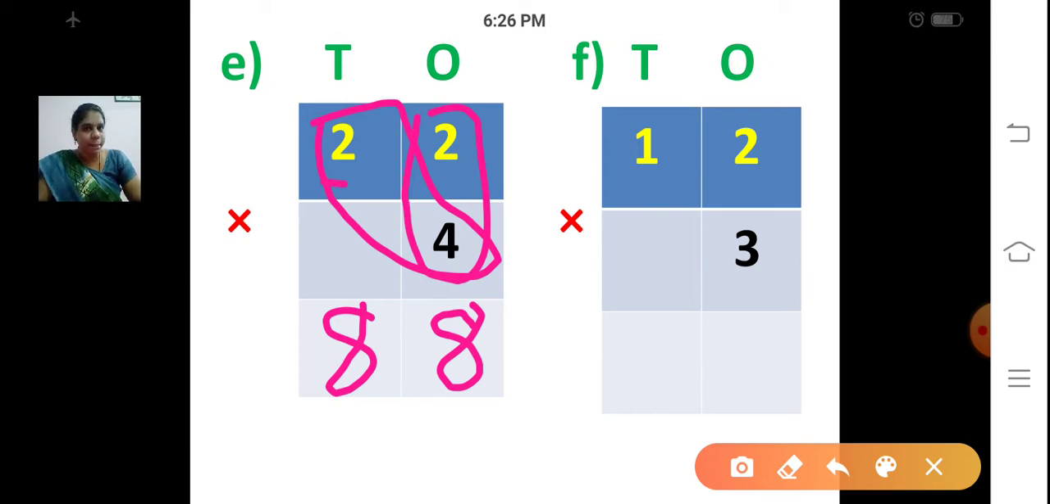So what is the first step? 2 into 4. 2 4s are 8. Write it below the ones place. The second step is to multiply the digit at the tens place. 2 is at the tens place, right? So we multiply that by 4. 2 4s are 8. So the answer is 88. Understood, children? Shall we move on to the next one?